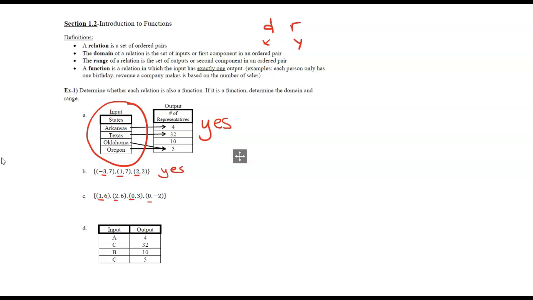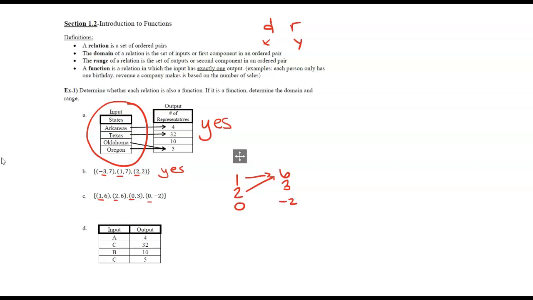But 0 goes to 3 and 0 also goes to -2. Another way we could look at that is we could list our inputs and then list our outputs. So 1 goes to 6, 2 goes to 6, and that's okay because notice there's just one arrow coming from each input. Basically, the input just has one output.